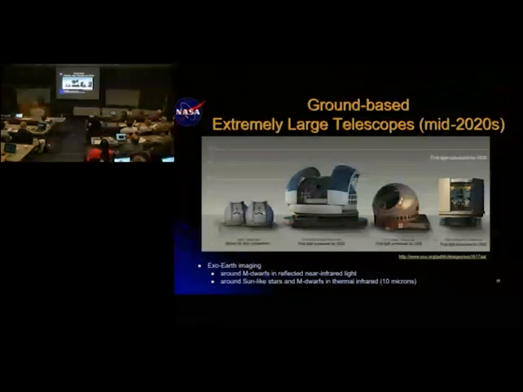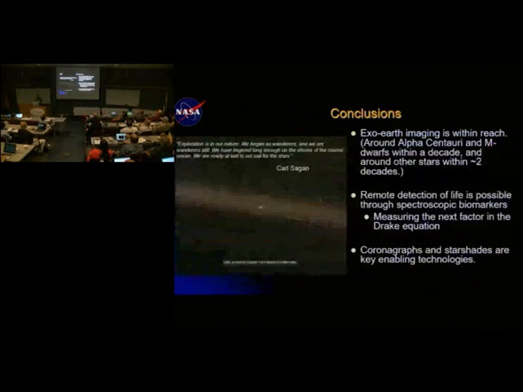You can also detect Earth twins with extremely large telescopes, which are being planned for the mid-2020s, around M-dwarfs in reflected near-infrared light, as I showed in one of the slides earlier. And they can also do sun-like stars in thermal infrared at 10 microns. Thermal infrared isn't going to give you a pale blue dot, but it will give you a direct image, a complementary direct image to the pale blue dot, which we want as many images, as much data as we want. All of these things are complementary.